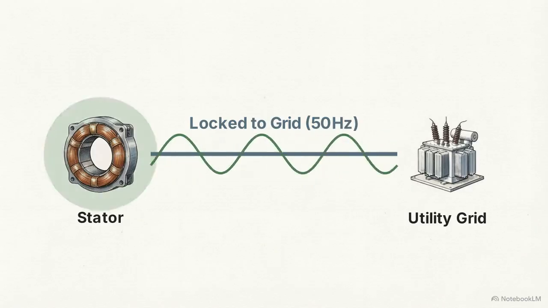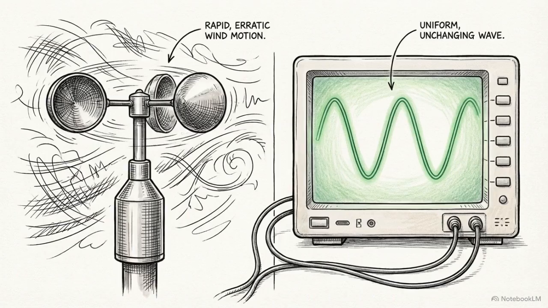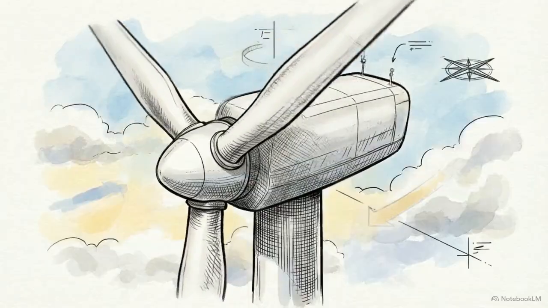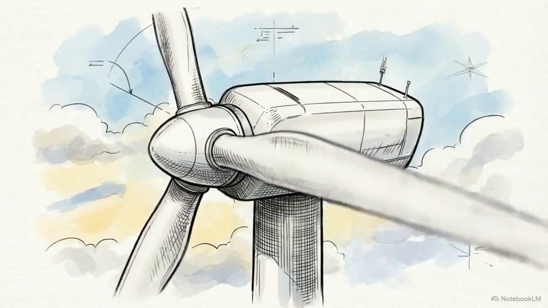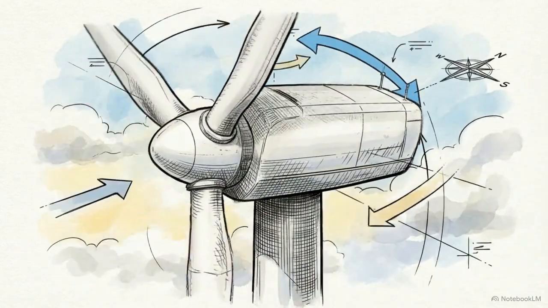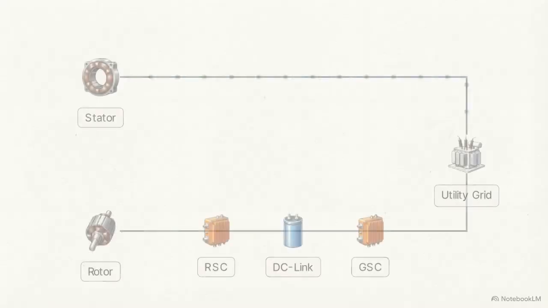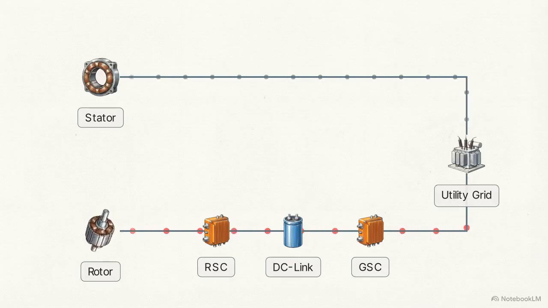Because the stator remains locked to the grid frequency, the DFIG maintains a stable 50 Hz output even as the rotor speed fluctuates with the wind. To maintain maximum energy capture, the turbine constantly adjusts its rotor speed, which requires the converter to inject a controlled current into the rotor windings. In the subsynchronous state, when the rotor spins slower than the grid frequency, power flows from the grid through the converter into the rotor. As wind speed increases, the flow reverses. This is the super-synchronous state, sending power back to the grid.